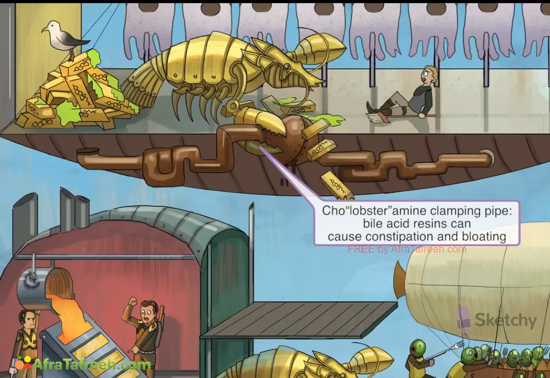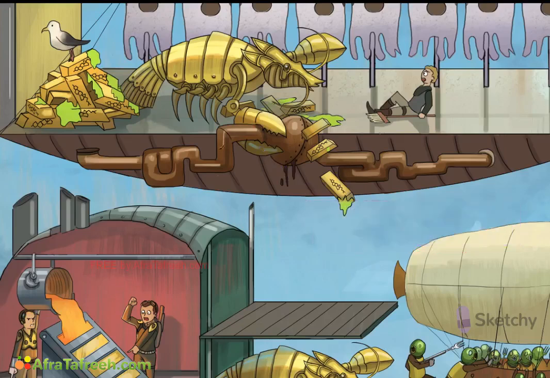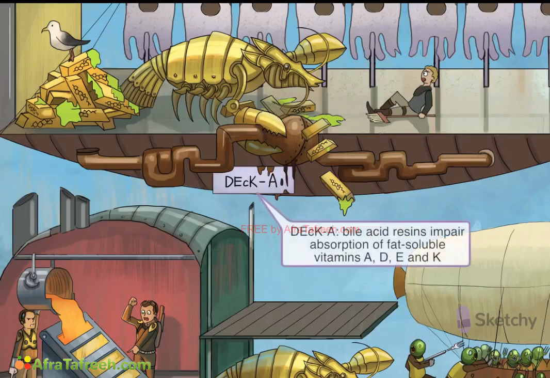In patients who have pre-existing bowel disease or cholestasis, steatorrhea may occur from impaired fat absorption. This can lead to reduced absorption of fat-soluble vitamins as well. Remember that ADEK represents your fat-soluble vitamins, A, D, E, and K. So we've labeled the intestinal docking station DEK-A.